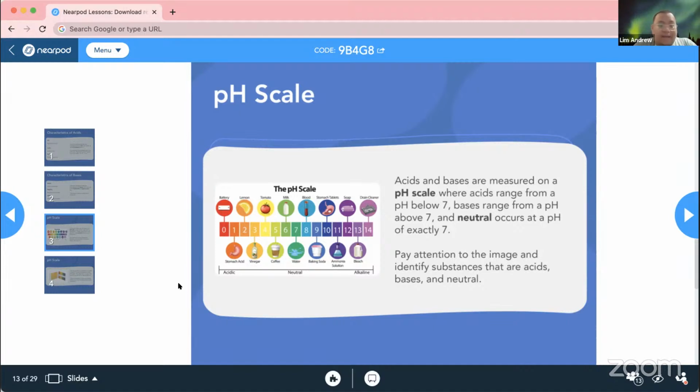Why is 7 not acid or base? Because 7 is neutral. The only substance that is neutral at your level is water. So if you are drinking water, you are drinking a neutral substance. It has a pH value of 7.